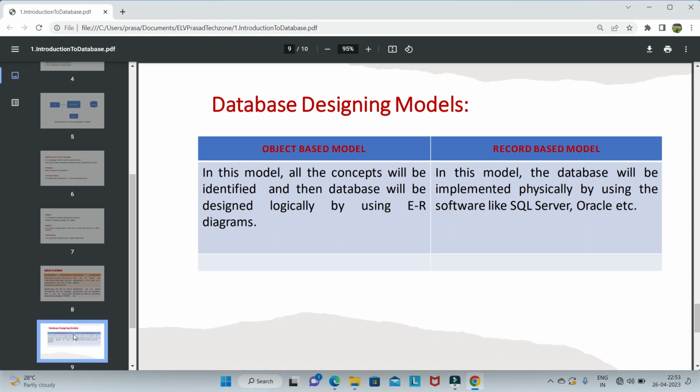In this way, the disadvantages with flat files would be overcome in the database. So these are the concepts related to database, DBMS, and the advanced version of DBMS, which is RDBMS. Examples are SQL Server and others. We'll see the other topics in the coming videos.